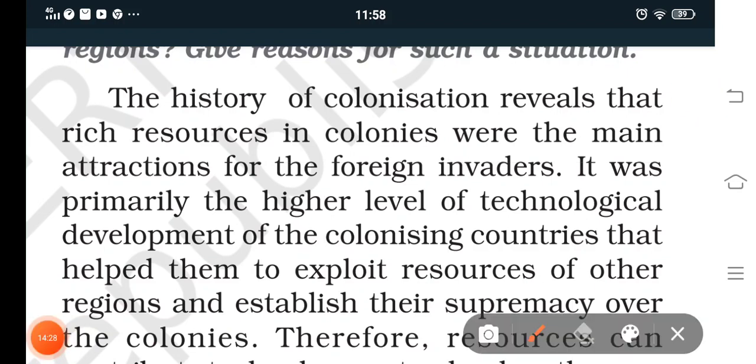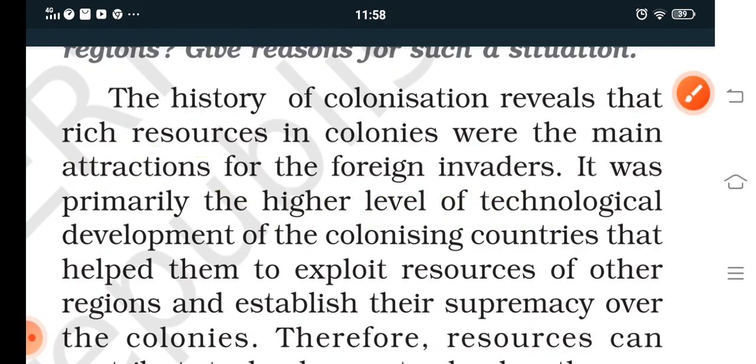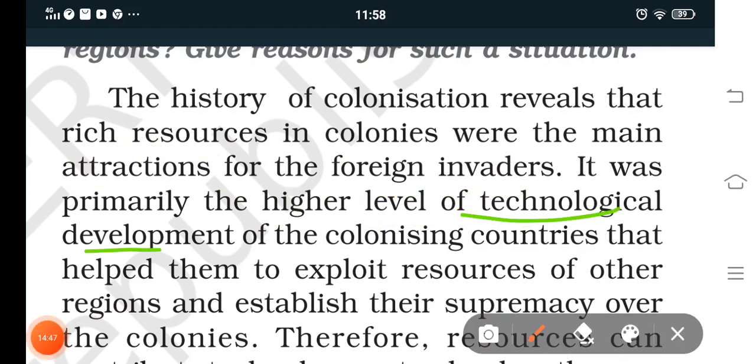Now, the history of colonization tells us that the rich resources of the colonies were the attractions for the foreign invaders. Now, they want to tell us that the foreign people had really good technological assistance and development, and through this they exploited the resources of other regions of our country.